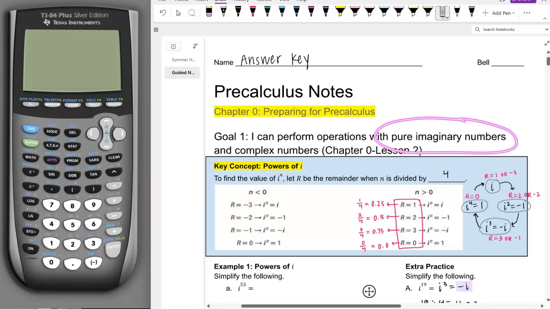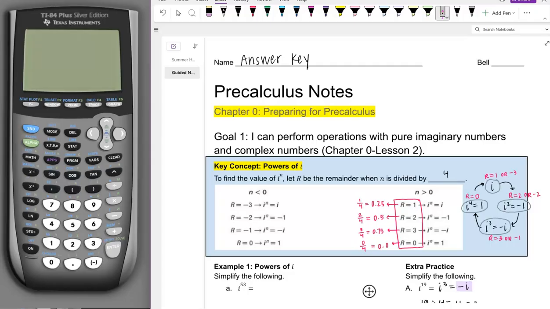As a reminder, a pure imaginary number is something that has an i in it, so it could be like 4i or 5i or negative 2i, where it's just one term. And a complex number is something where it has a real number part and an imaginary number part. So it could be something like 4 plus 5i or something like that.